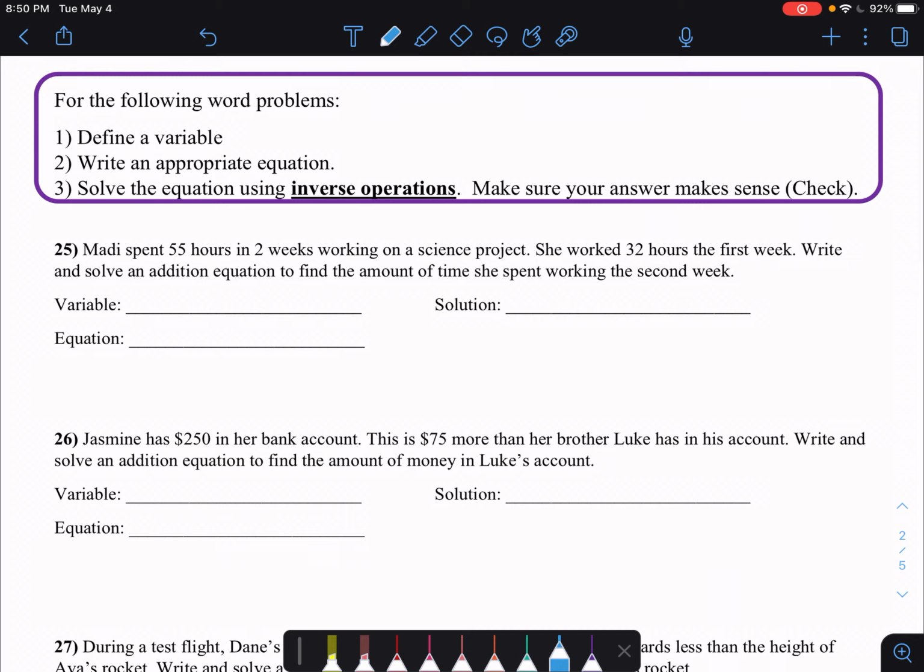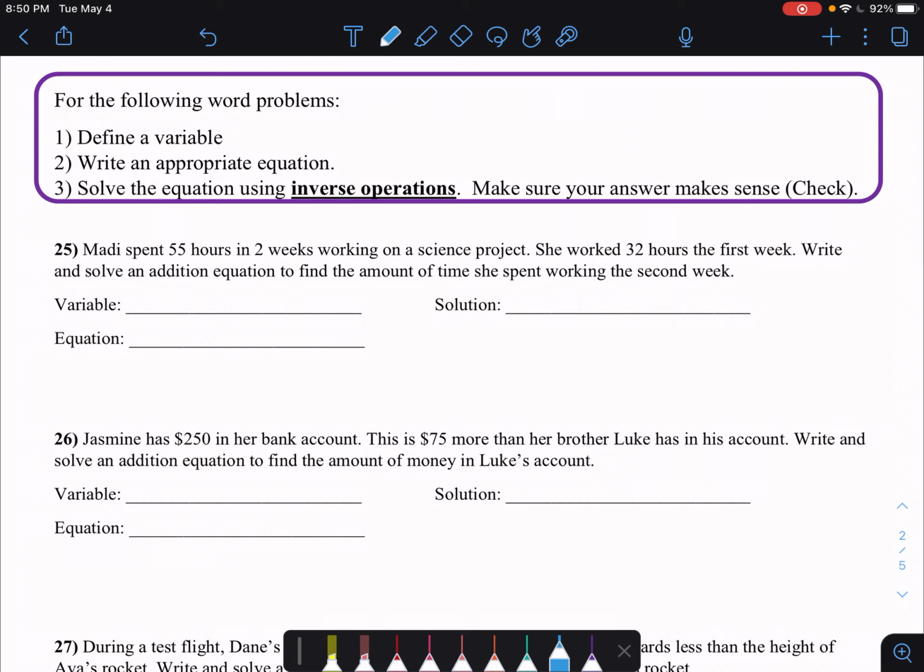So for each of these, I am going to highlight what is going to represent our variable. We're going to use the template to write our equation, and then we're going to solve that equation and express our answer appropriately. So number 25 says Maddie spent 55 hours in 2 weeks working on a science project.